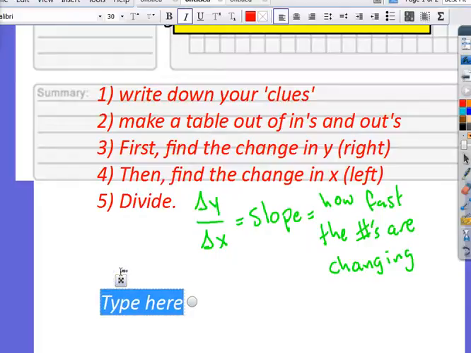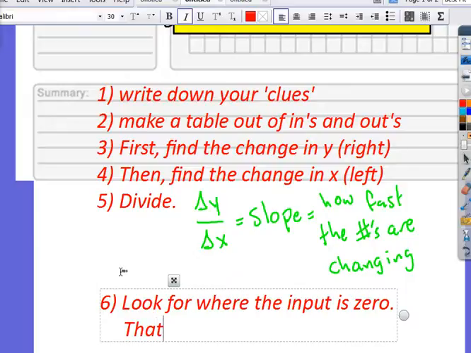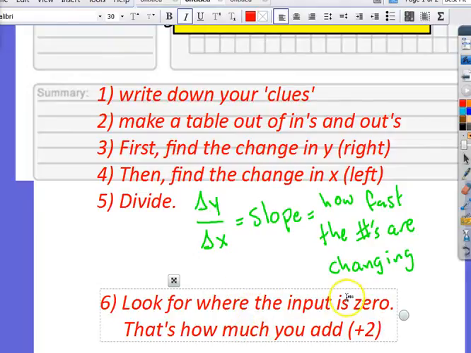Okay, the last step, look for where the input is 0. That's how much you add. In this case, it was plus 2. So the slope tells you what you multiply by, and then you look where the input is 0, and that tells you how much you add at the end. So this is the multiplier, and this is the constant term.